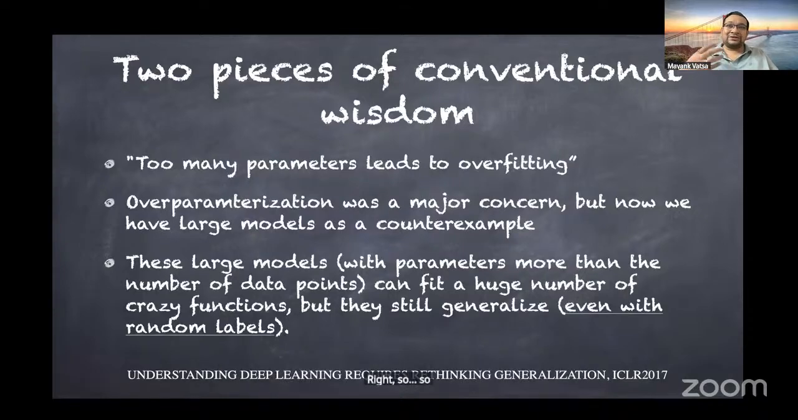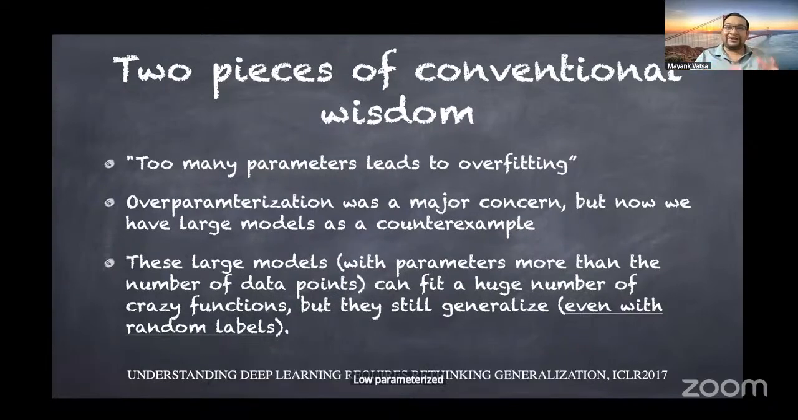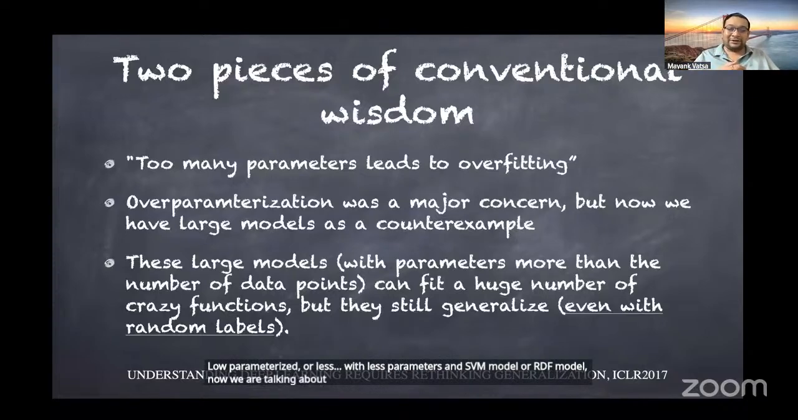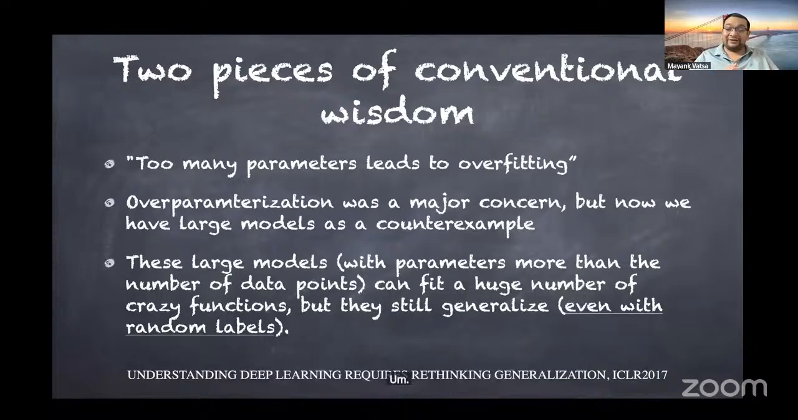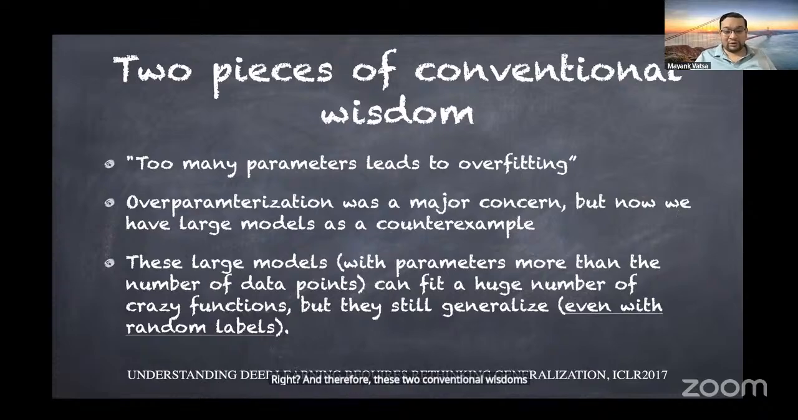So it's no more the conventional wisdom that has been taught to us, that low parameterized or less parameters, an SVM model or RDF model. Now we are talking about large models which can have billions of parameters, and that can fit a huge number of crazy functions, right? And still generalize, right? We can see whether they're generalizing or not, but at least the claim is that even with a huge amount of parameters, they still generalize. And therefore, these two conventional wisdoms are no more valid.